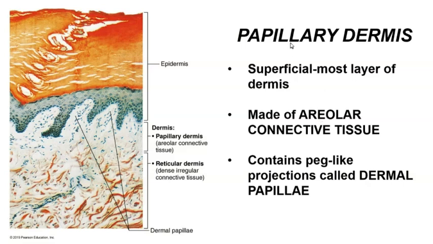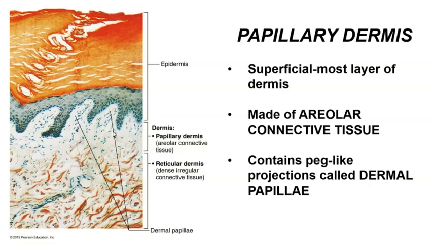The papillary dermis contains little peg-like, or finger-like, projections called dermal papillae, and that's what this layer is named for. These projections interdigitate with, or interconnect with, the epidermis, kind of like puzzle pieces. So these dermal papillae bind the dermis to the epidermis, because the peg-like projections give the papillary dermis a large surface area, which enhances the ability of the dermis to connect to the epidermis.